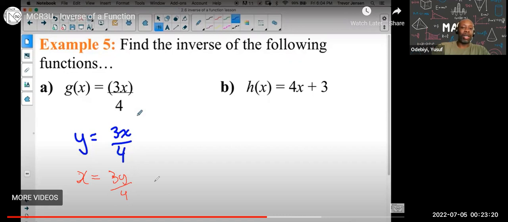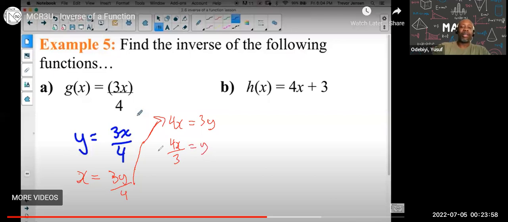How do I isolate the y? Well, I don't have much space here, so I'm just going to go over here and finish it off. I remove the 4 and bring it over to that side. It's going to be 4x is equal to 3y. If you guys see how I did that, if I'm dividing by 4, I bring it over to the side and multiply by 4. Now if I want to get rid of the 3, I still need to isolate the y, so I'm going to divide by 3. So it's going to be 4x divided by 3 is equal to y.